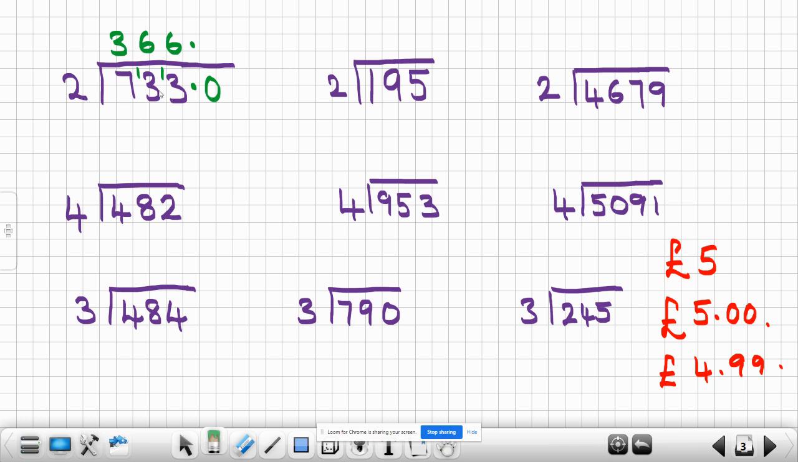So we've said 2's into 13. It goes 6 times. There's 1 remainder. We're going to carry it over like we have every other time and put it in front of that 0 to make 10. And then we say, how many 2's in 10? There are 5. So the answer to 733 divided by 2 is 366.5, or 366 and a half. 0.5 is the same as a half.